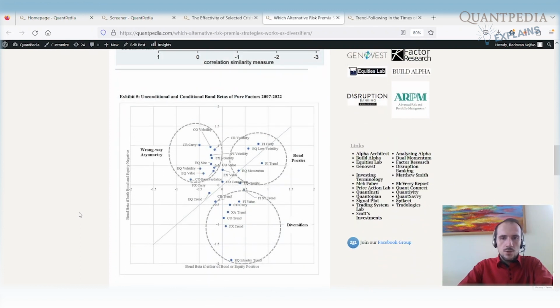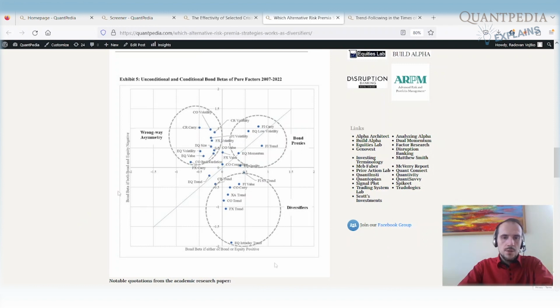And what are those that work best as a crisis hedge? It's not a surprise, they are mainly trend strategies: cross-asset trend, FX trend, equity intraday trend, etc. So mainly the trend following strategies work very well as a hedge. The sample of the paper is from 2007 until 2022, so it consists of a few crises, which I would say are really relevant.